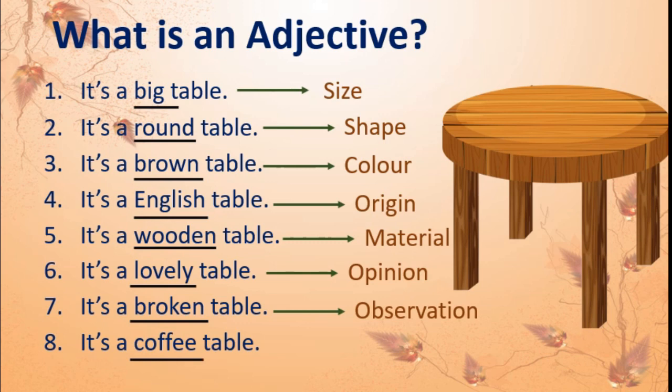Okay, the last one is, it's a coffee table. Coffee is an adjective used here in this sentence. So coffee tells us the purpose of the table. Got this, students? Here we have taken only one object, that is table, and we used so many describing words to tell all different size, shape, like that we used here.